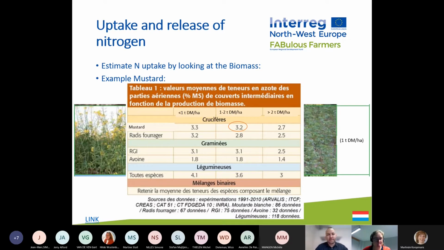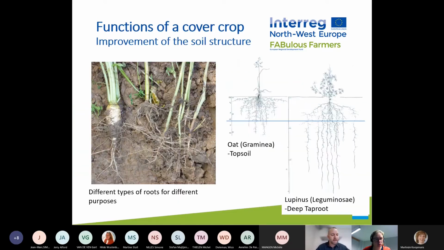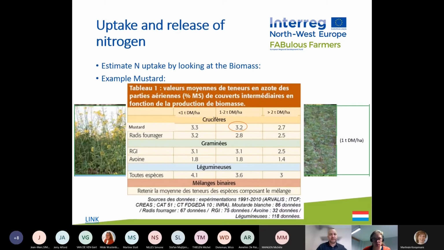And in the second step, you have this table. When you have mustard, and we are talking about a dry matter of 1 to 2 tons of biomass, then this cover crop will provide 3.2 kilo of nitrogen.